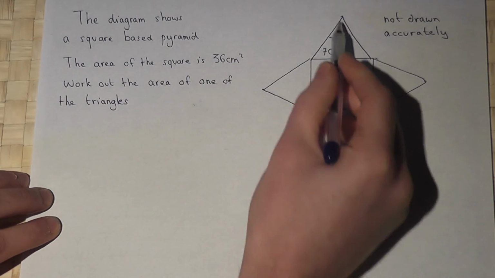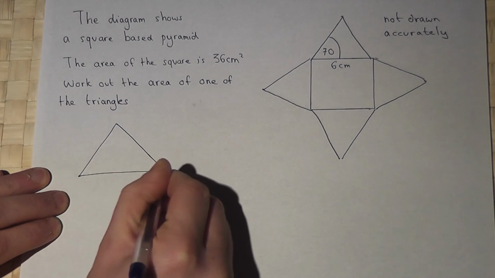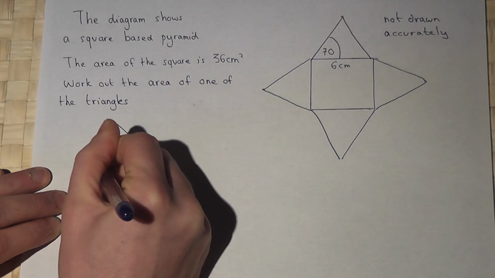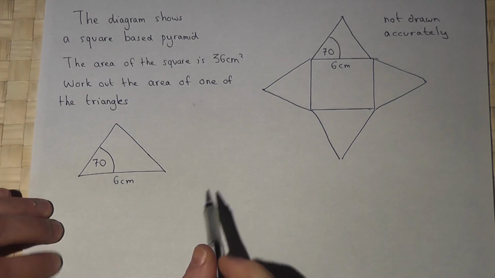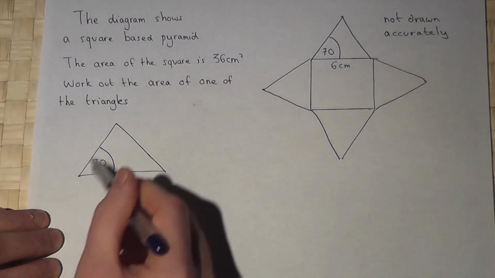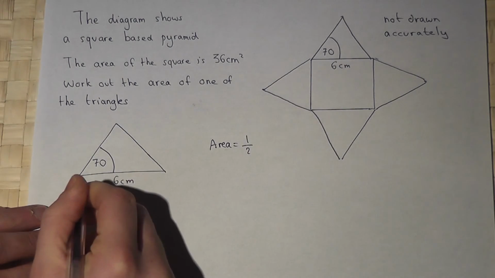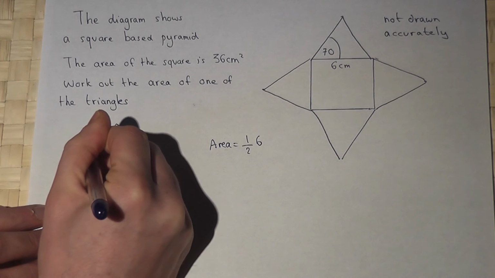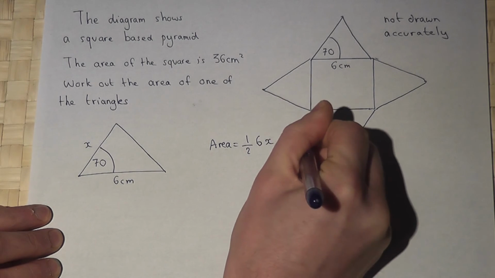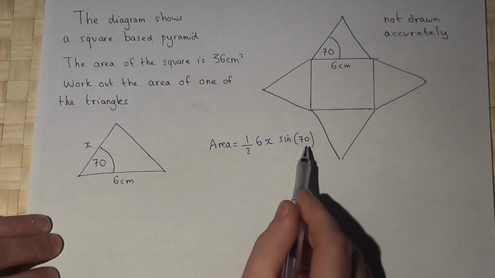So if I then draw this triangle out over here, then we know the base is 6 centimetres and this angle here is 70. And to find the area of a triangle, if we know an angle and two sides, then the area is a half this side here, which is 6, this side here, which is x, times sine of the angle. So if we know two sides and an angle, this is the way we can find the area.